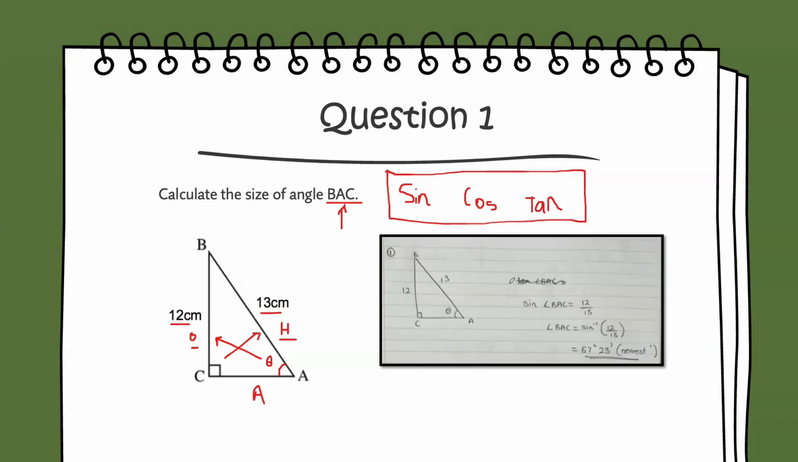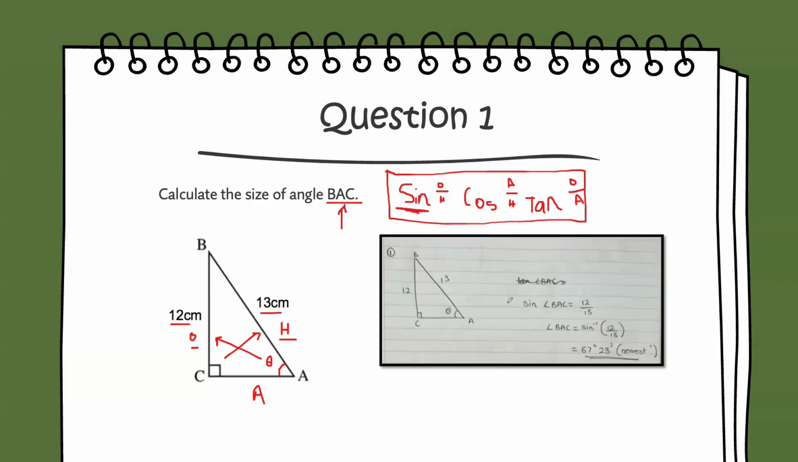Now, when you have opposite and hypotenuse, that is when we use the sine ratio. Sine is O over H, or opposite over hypotenuse. Cos is A over H, or adjacent over hypotenuse. And tan is opposite over adjacent, or O over A. So depending on what sides you have, you will use one of these three ratios. In this instance, we have the opposite side and the hypotenuse, so we're going to be using the sine ratio.